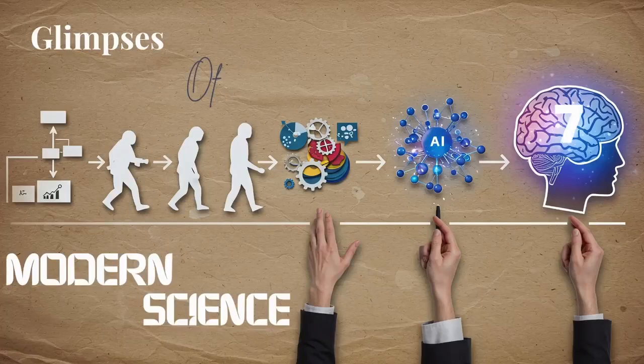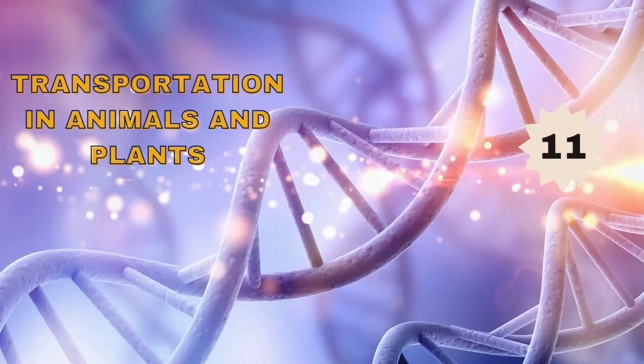Glimpses of Modern Science, Class 7. Chapter 11. Transportation in Animals and Plants.